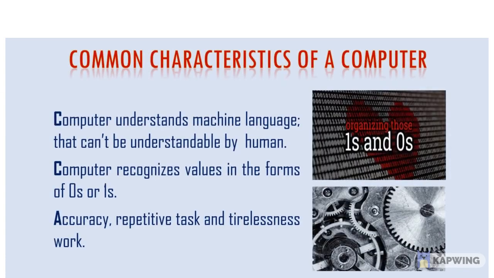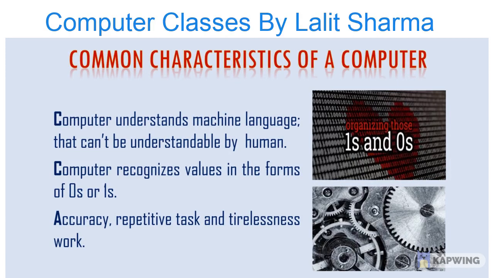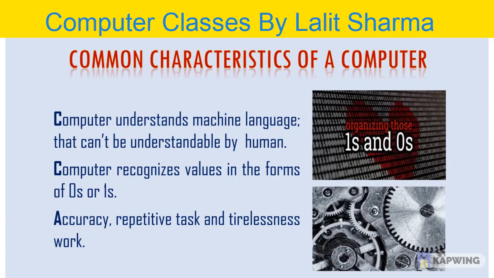Common characteristics of a computer. Computer understands machine language that can't be understandable by human. Computer recognizes values in the forms of zeros or ones. Accuracy, repetitive task and tirelessness work.